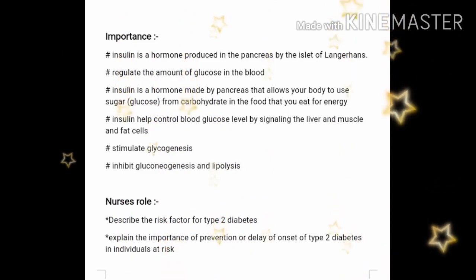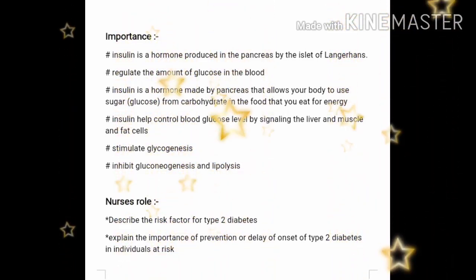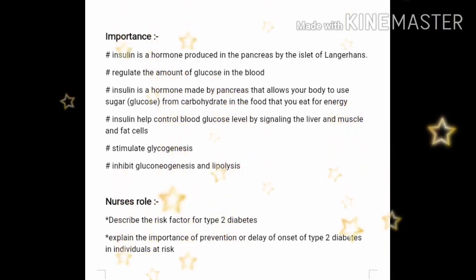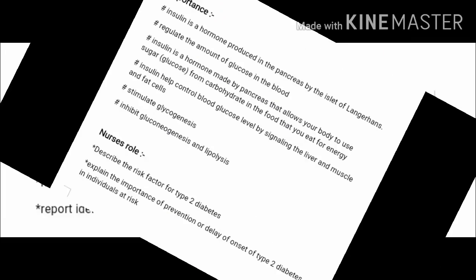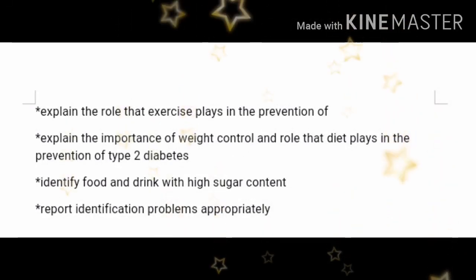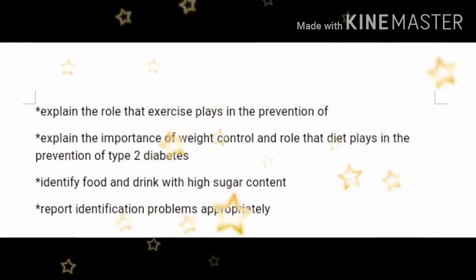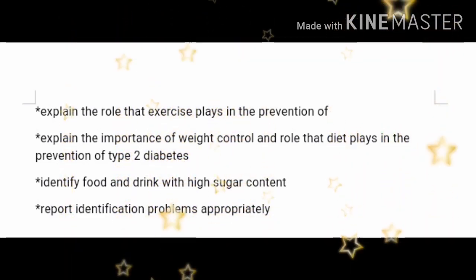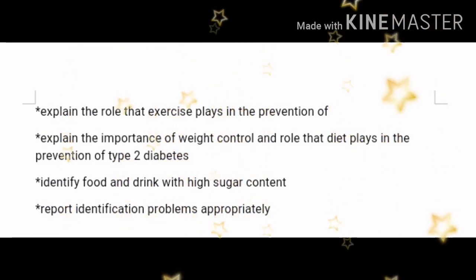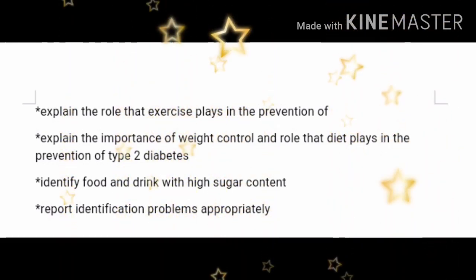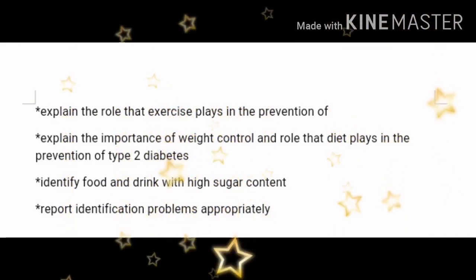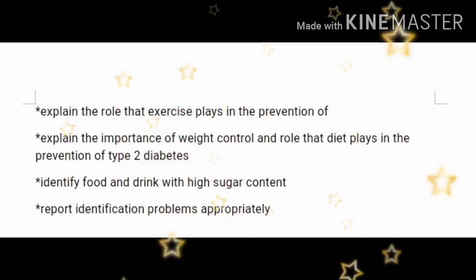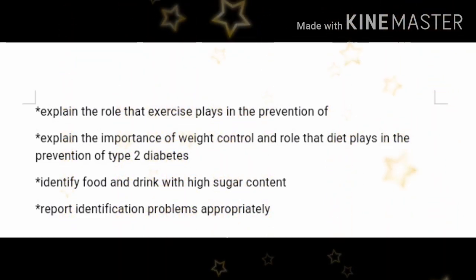Then nurse's role. First, describe the risk factors for type 2 diabetes mellitus. Second, explain the importance of prevention or delay of onset of type 2 diabetes mellitus in individuals at risk. Third, explain the role that exercise plays in the prevention of diabetes. Explain the importance of weight control and the role that diet plays in the prevention of type 2 diabetes mellitus. Then next, identify food and drink with high sugar content. Then next, report identified problems appropriately.